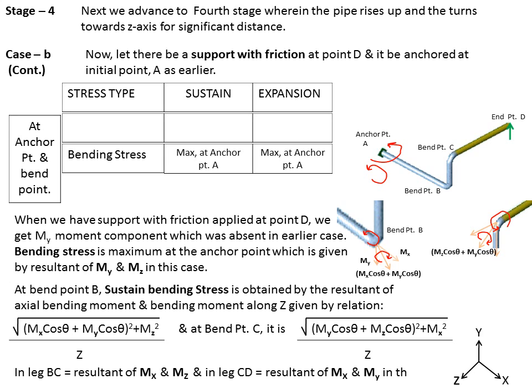In leg BC, that is the vertical leg, the bending stress is because of the resultant of moments Mx and Mz. So the two perpendicular moments produce the resultant, and this resultant when divided by the section modulus gives the bending stress at leg BC. And in leg CD, in the same fashion, the two orthogonal moments get combined together to produce the bending stress when divided by the appropriate section modulus of the pipe.